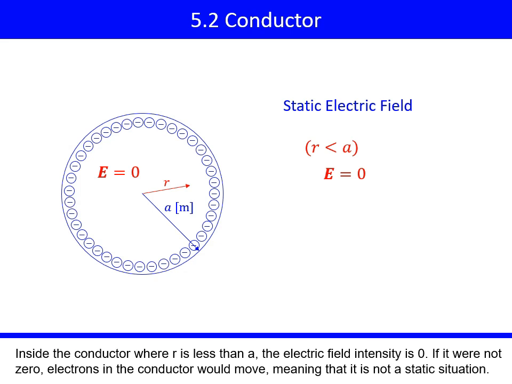Inside the conductor, where r is less than a, the electric field intensity is 0. If it were not 0, electrons in the conductor would move, meaning that it is not a static situation.